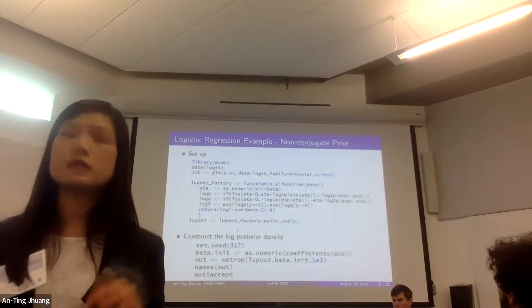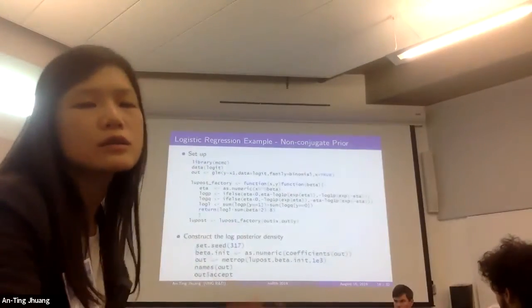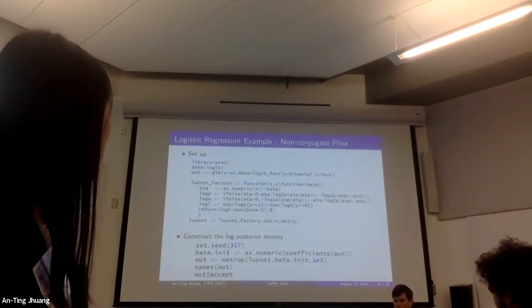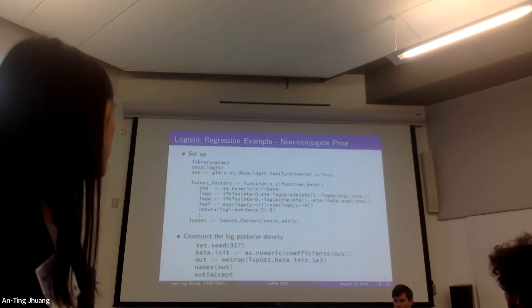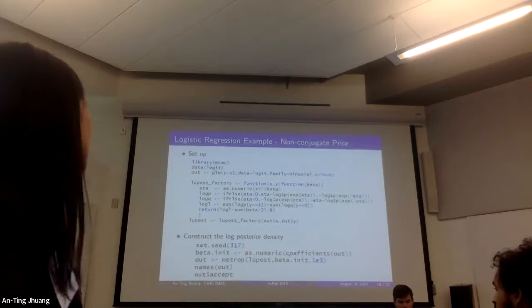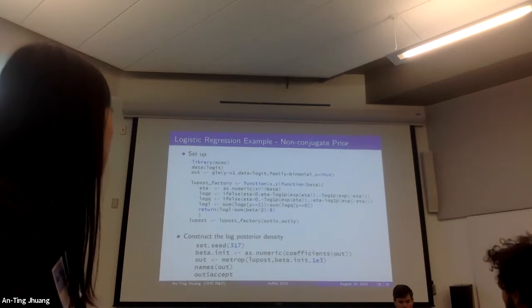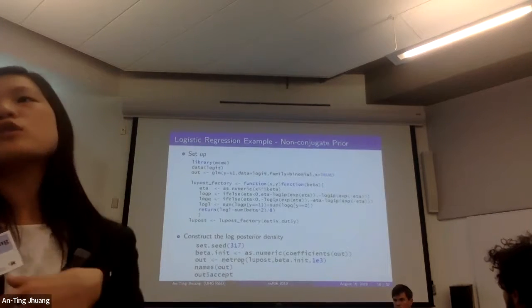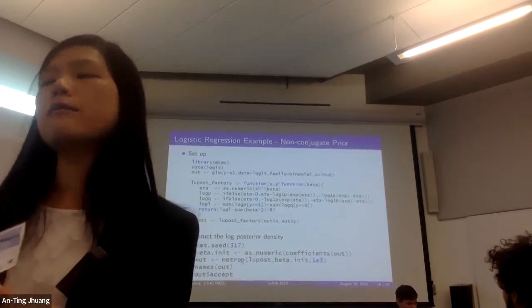Okay, so the next step after writing this out is to construct the log posterior density here and beta initial. Here I use set.seed just for reproducible results. For beta initial, I use the regression coefficients from the frequentist methods. Then you only have to use this function, metrop. Metrop represents the Metropolis algorithm, which is a very basic one in MCMC sampling.